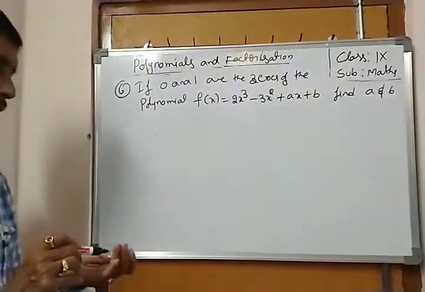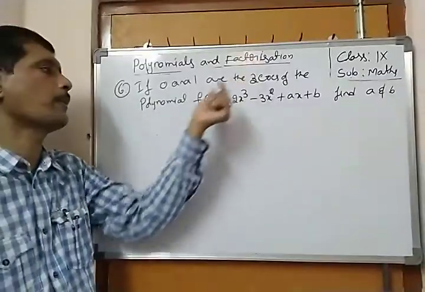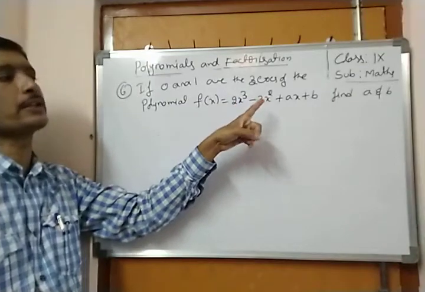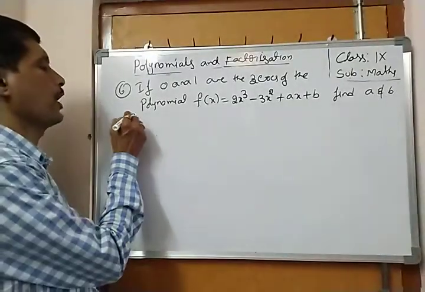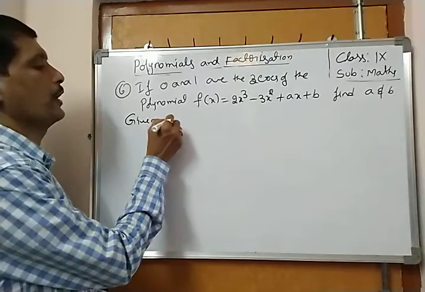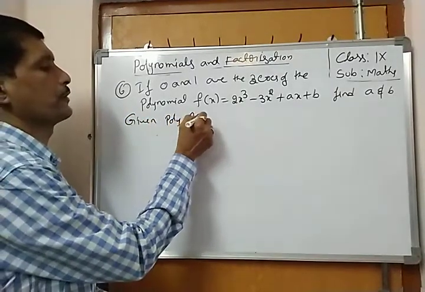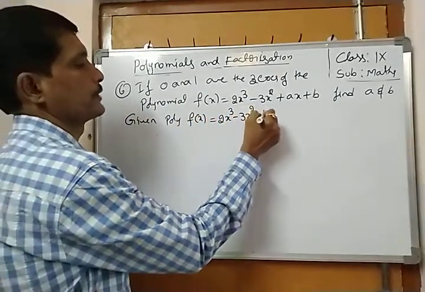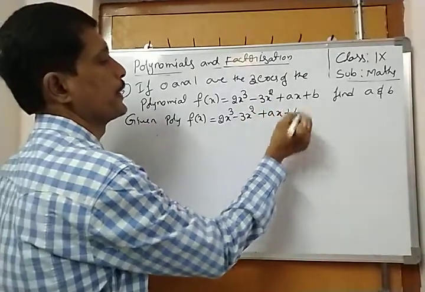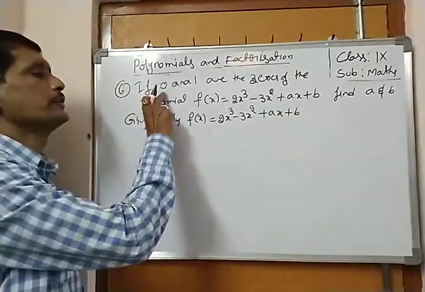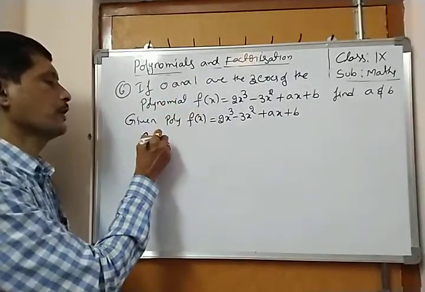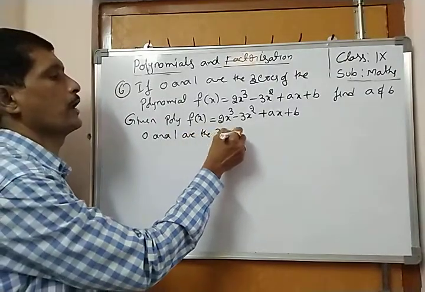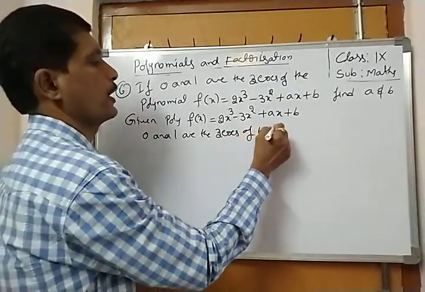Here, if 0 and 1 are the zeros of the polynomial f of x equal to 2x cube minus 3x square plus ax plus b. First write the given polynomial, that is f of x equal to 2x cube minus 3x square plus ax plus b. Next, 0 and 1 are the zeros of the polynomial.